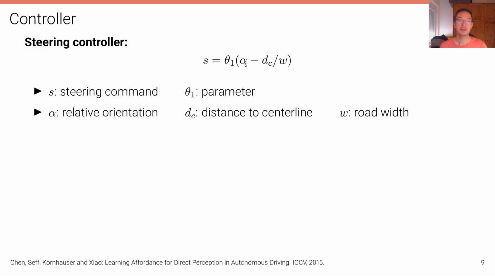And it tries to make that small. It's a linear controller that tries to make the relative orientation small, so it steers proportional to the relative angle. In addition, this steering controller also considers the distance of the vehicle to the center line. There's an additional term here that depends also on the road width that tells the vehicle to steer more if the vehicle is further from the center line. So there's a combination in the end of the relative orientation and the distance to the center line that's used here for steering the vehicle.